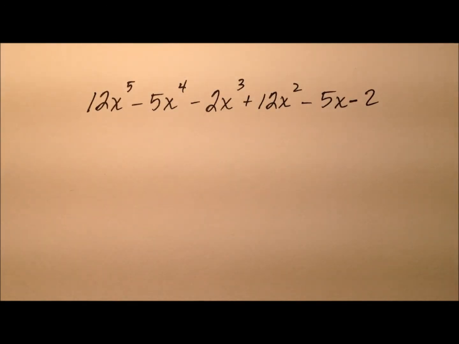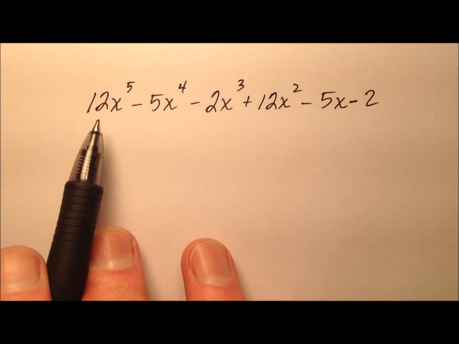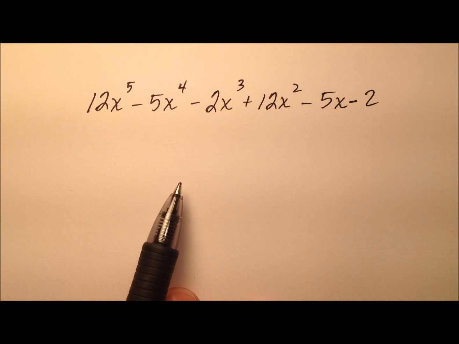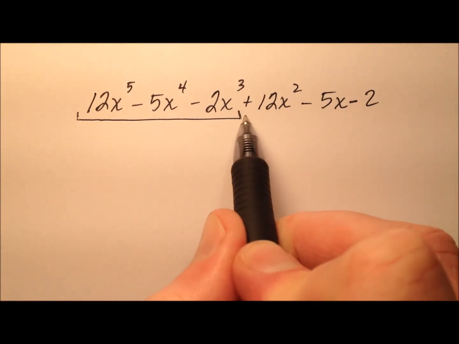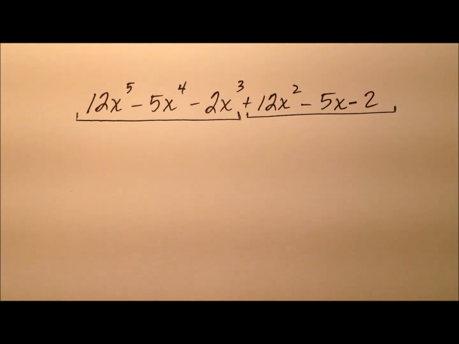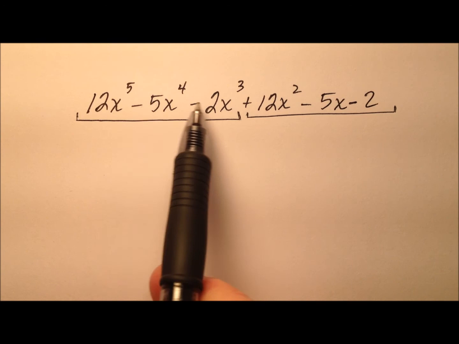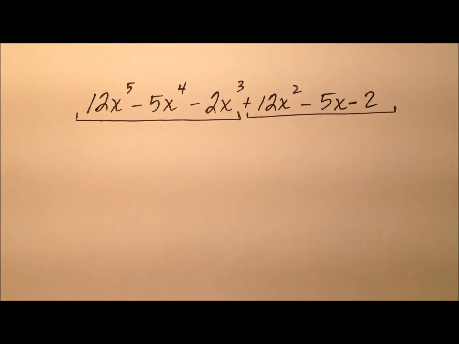In this last example, it looks like I have 6 terms here in this algebraic expression, and it does not appear that there's a greatest common factor that I can pull out of all of them. So let's go ahead and divide this up. Let's look at doing 2 groups of 3 terms each. And the reason I chose that is because I see the coefficients are 12, negative 5, negative 2, 12, negative 5, negative 2. So it would work well in breaking it up like this.